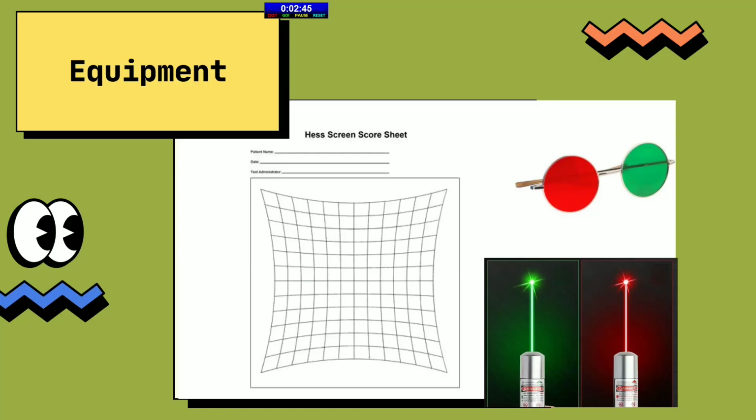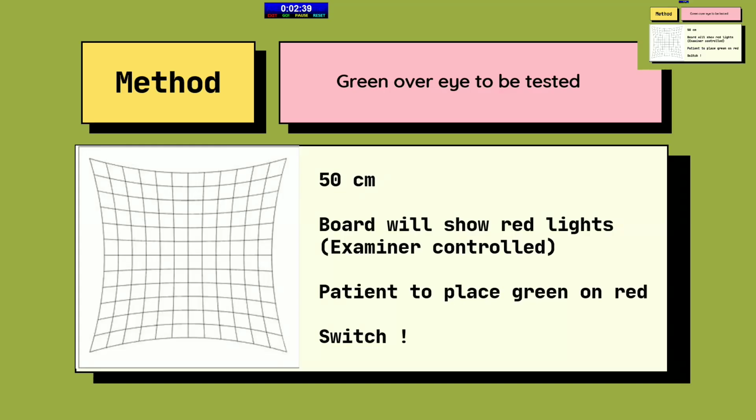Don't be fooled by this innocent-looking list of equipment. The Hess chart isn't just a plain old chart. It's basically an electronic board studded with tiny red bulbs. What you see in front of you here is just the version we use for interpretation. That and a pair of red-green glasses and lasers. So now I'll call upon Dr. Megha, my co-mentee, to help us understand the method of performing this test.